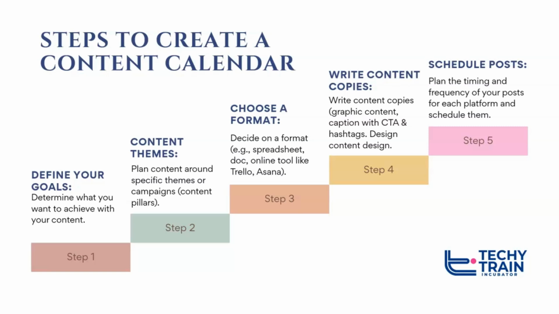Then when you're done with creating your content copies, the next thing you need to do is to schedule the post. So plan the timing and frequency of your posts for each platform. You also add this to your content calendar. So this post is going to come on Monday. I'm going to post it, it's going to go live by 9 a.m., stuff like that.